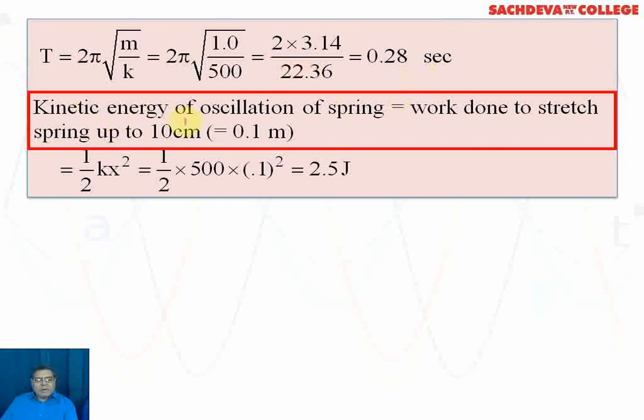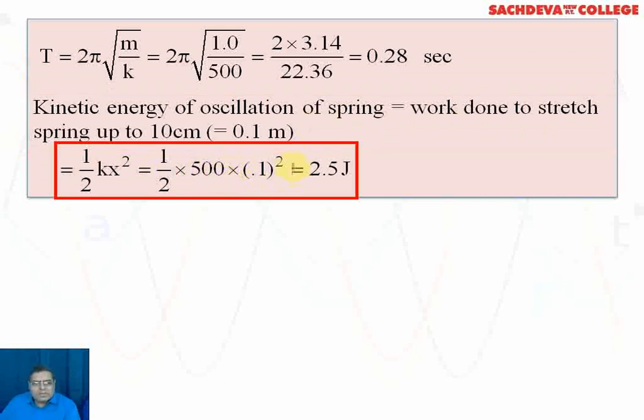Energy of oscillation will be given by the function half k x square. So, work done to stretch the spring up to 10 centimeters: what we have to do, we write half, k will be taken as 500, and 10 centimeter means 0.1 meter. So for x we write 0.1 meter and square it. After calculation, it becomes 2.5 joule.